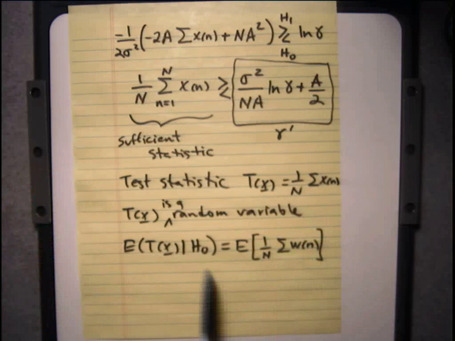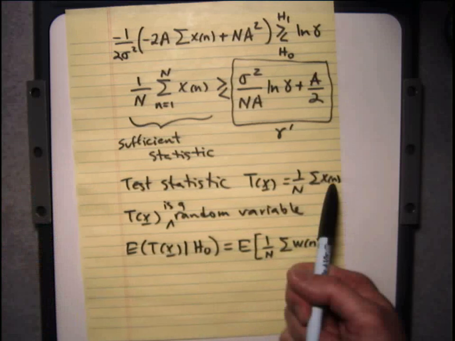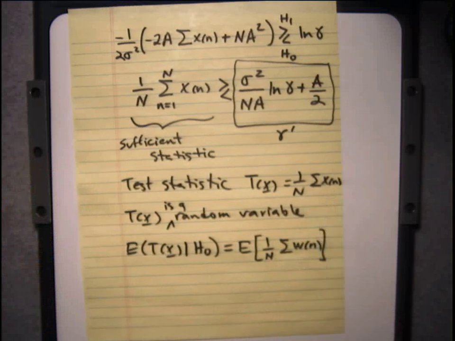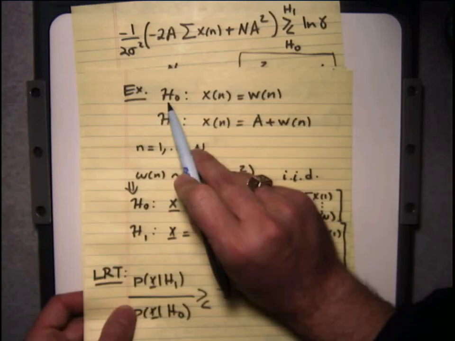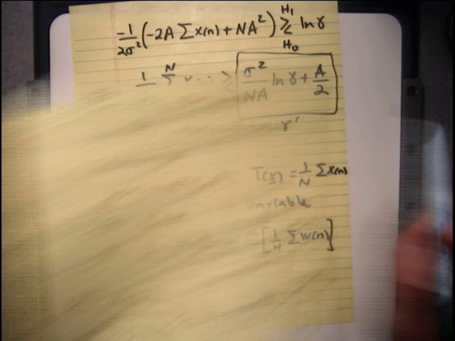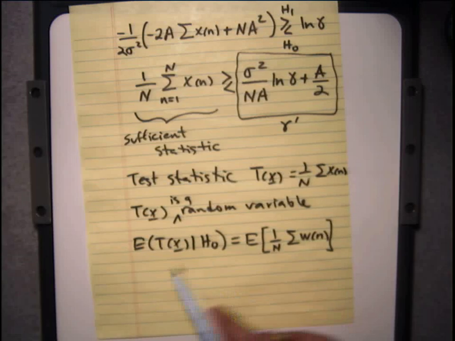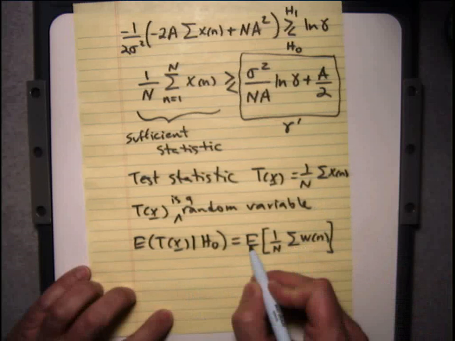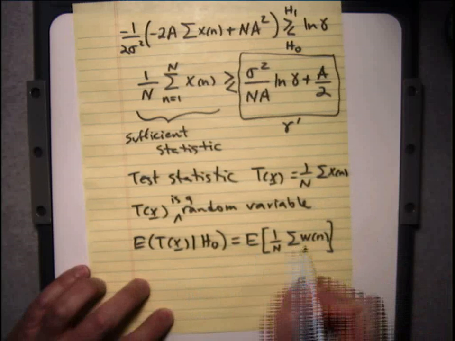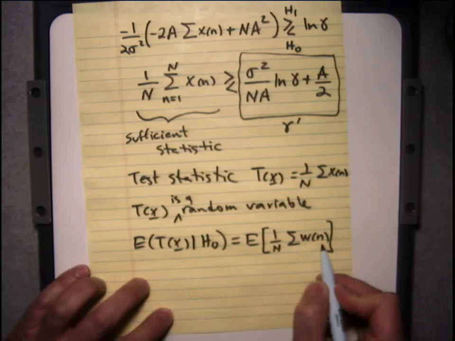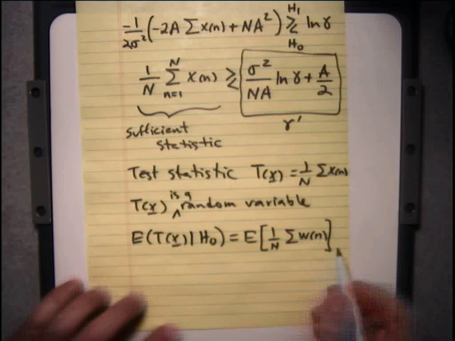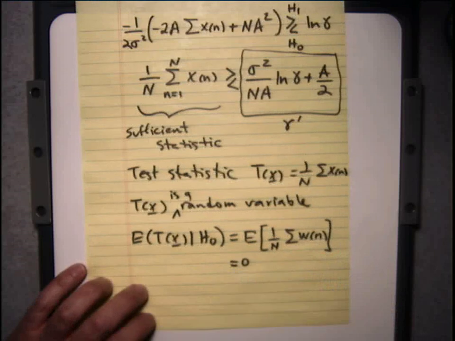Because when H0 is true, if I go back to the original definition of the hypotheses, x is just noise. So under this hypothesis, this sum, or this average, becomes just 1 over n times the sum of w[n]. And the expected value can just be pushed inside the sum. The expected value of each one of these was 0, because it was a Gaussian with 0 mean. Therefore, this is 0. Okay?